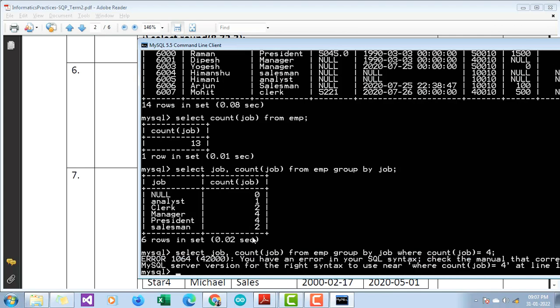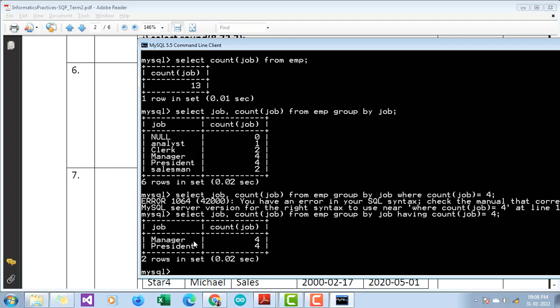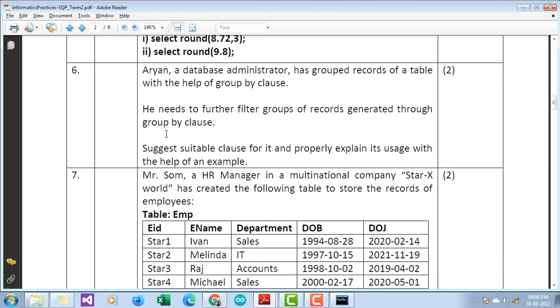Now, instead of the where clause, which is written wrong, if we substitute a having clause, you will see all the jobs having count equal to 4 are present. You can clearly see the where clause cannot evaluate the count function. Check out the error we are getting: check the server version for the right syntax to use near where count job is equal to 4. So this statement is clearly wrong. Instead of where, we have to use having. This is what this question is asking.